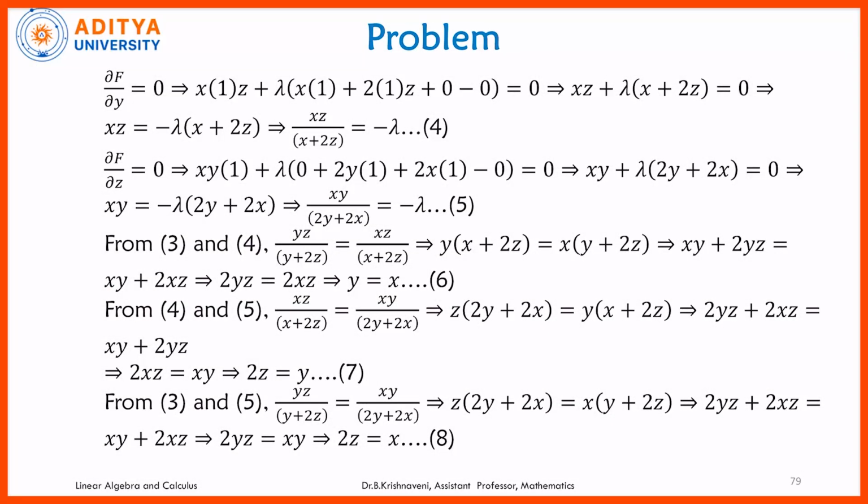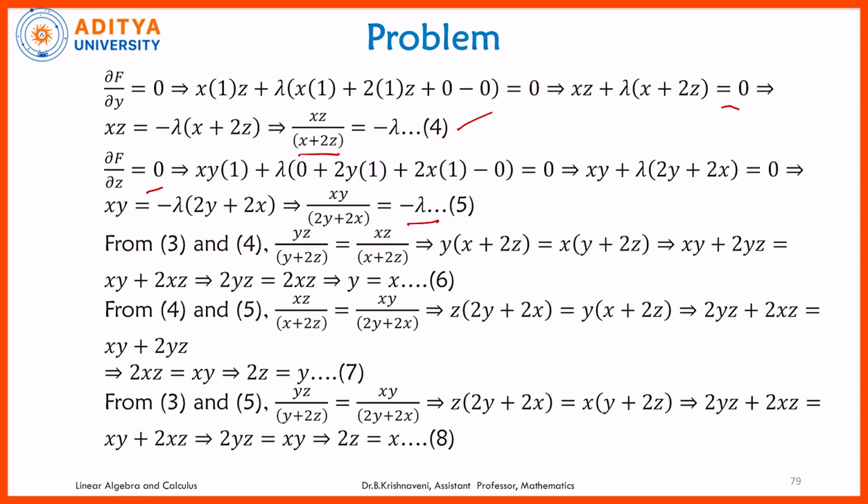Next find dou f by dou y, and equate the equation to 0. On doing the derivative with respect to y, you got xz plus lambda into (x plus 2z) is equal to 0. Simplify and you got minus lambda is equal to xz by (x plus 2z). Let it be equation number 4. Similarly, find out dou f by dou z equated to 0. On finding this, we got minus lambda is equal to xy by (2y plus 2x). Let it be equation number 5.